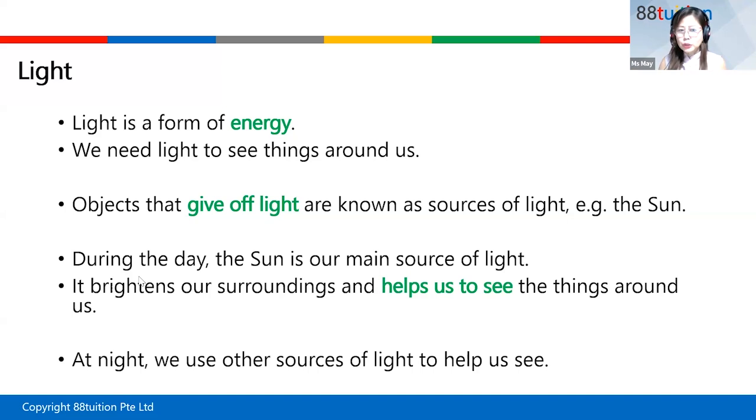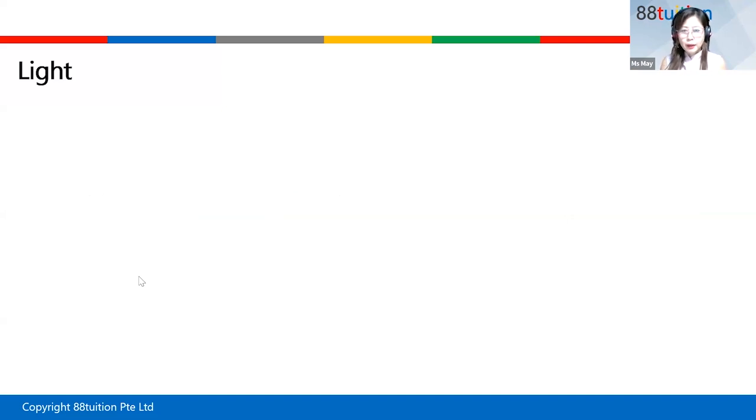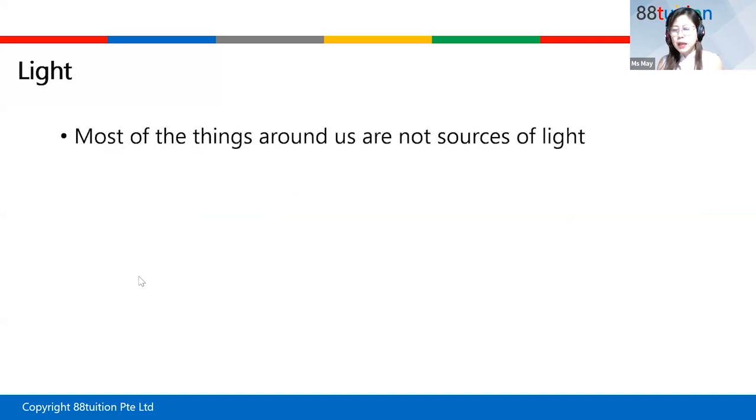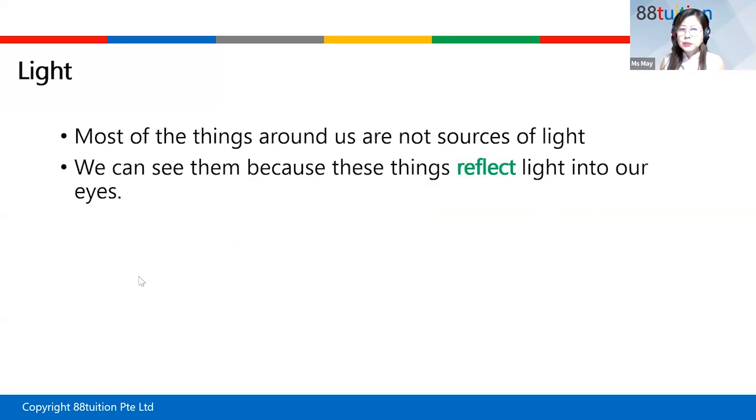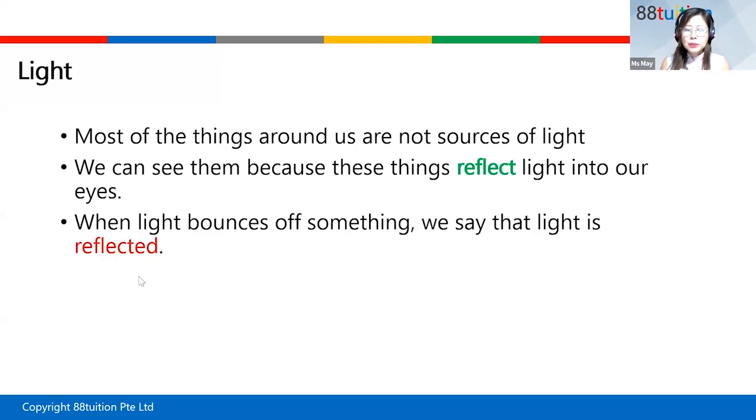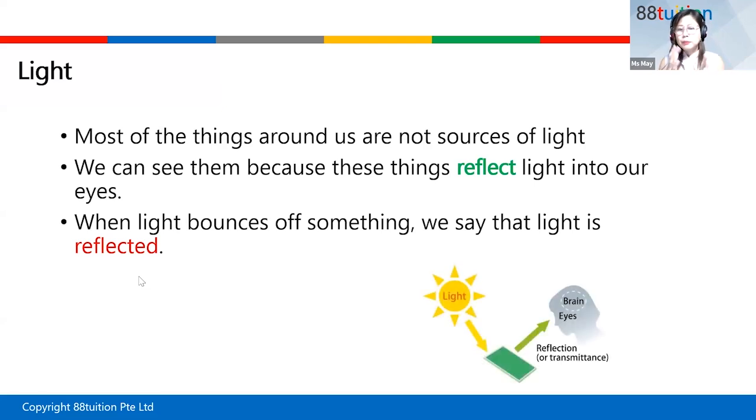At night, we use other sources of light to help us see. Most of the things around us are not sources of light. We can see them because these things reflect light into our eyes. When light bounces off something, we say that light is reflected. So light from the sun falls on the object and the object reflects the light into Brian's eyes, so that the person can see the object. All right?